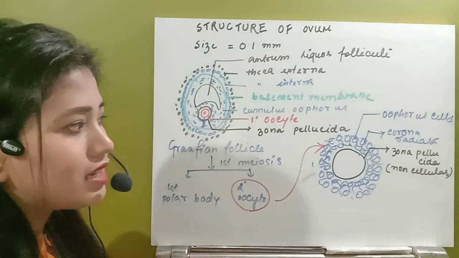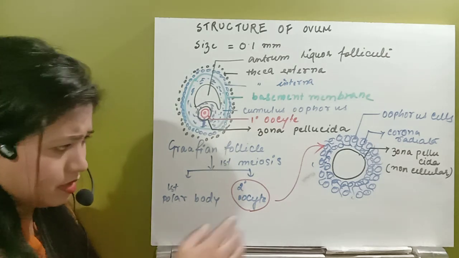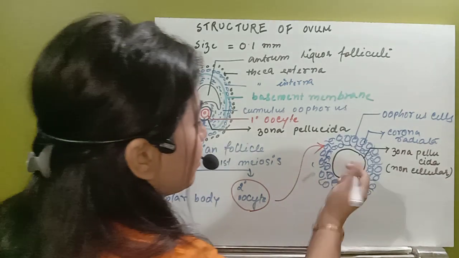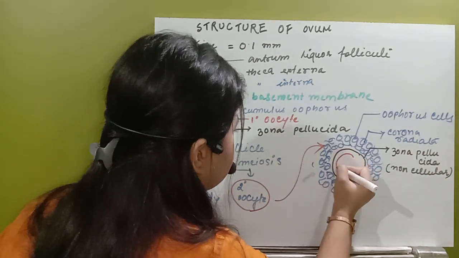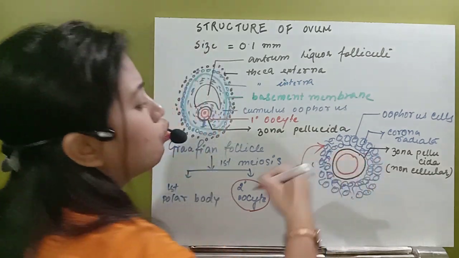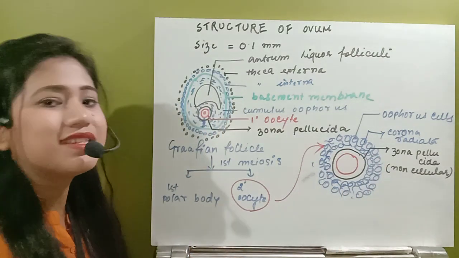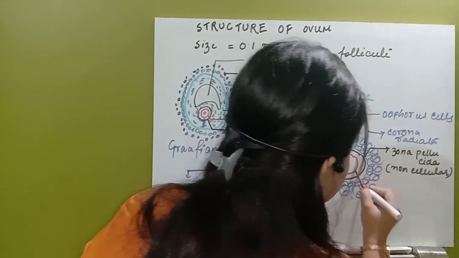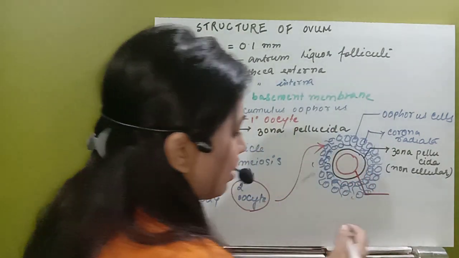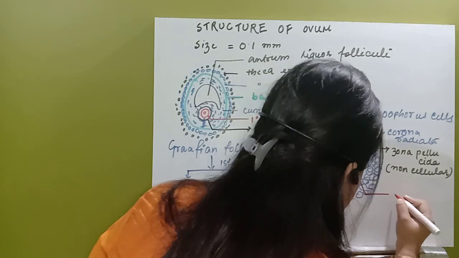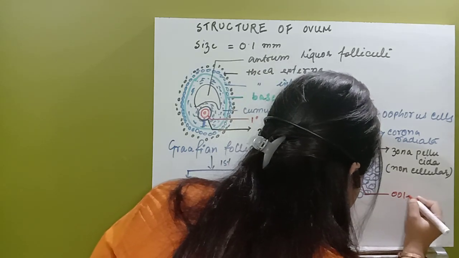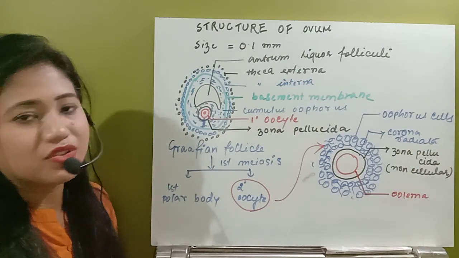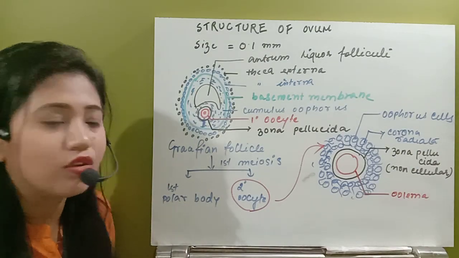Just inside the zona pellucida, we are going to have the last layer. This is known as the vitelline membrane, also we can call it the oolemma, or the cell membrane or plasma membrane. So this is the last layer, the innermost layer of the egg. This is known as the oolemma. We can call it the plasma membrane or cell membrane or vitelline membrane also.